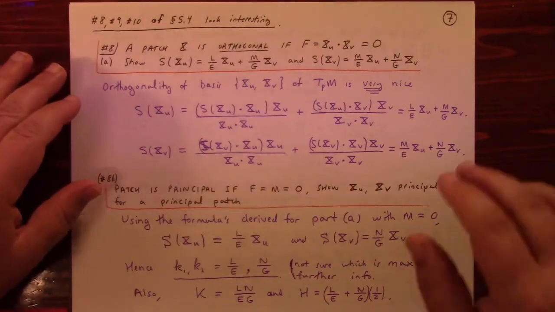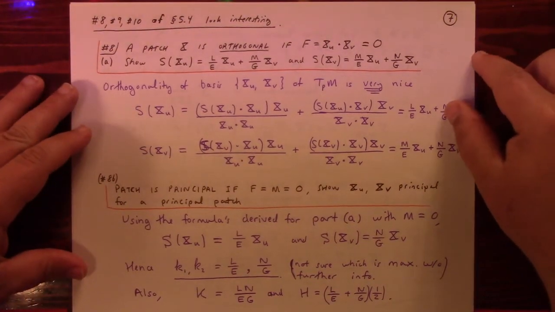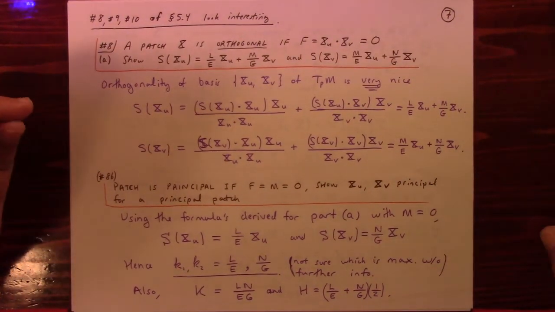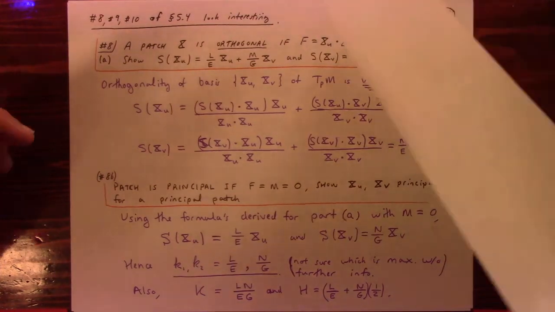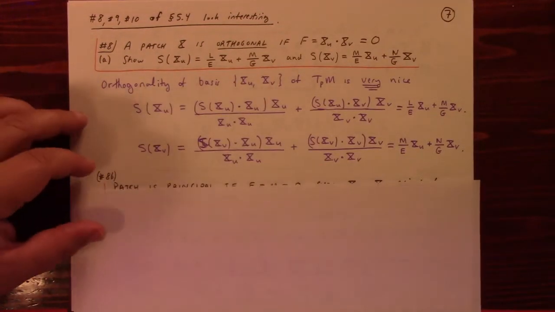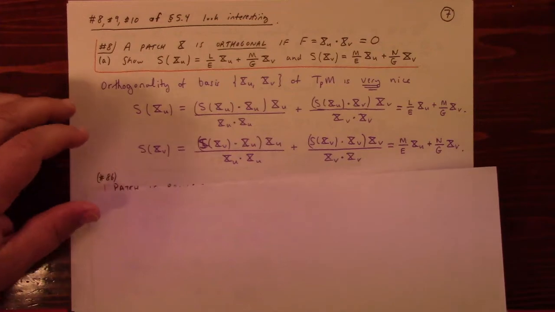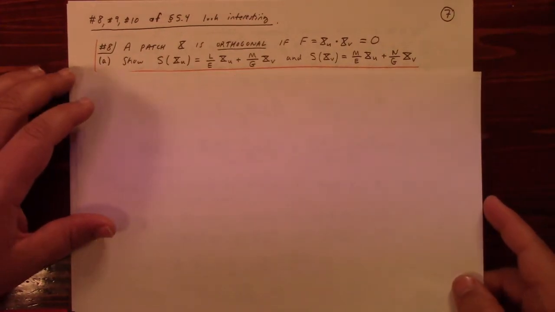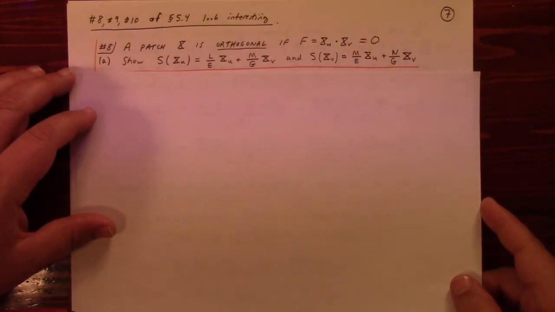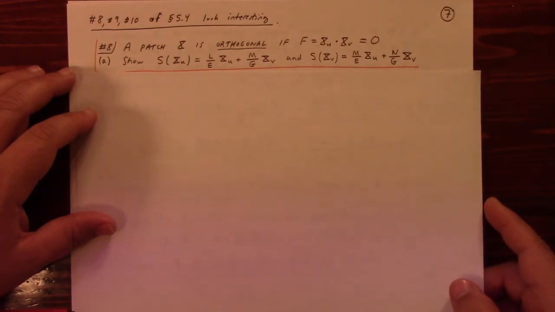And while I was at it, I decided to do a couple of your homework problems. They haven't been assigned yet, but they probably will be. So number 8 concerns an orthogonal patch. It says if F, xu dot xv, is 0, show that the formula for the shape operator is just L over E times xu plus M over G times xv, and similarly for S of xv, right?